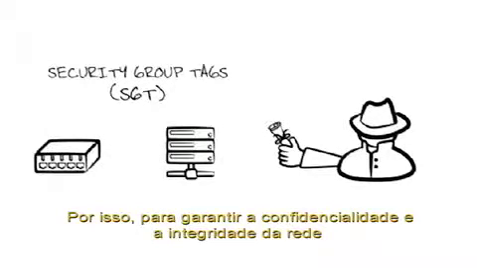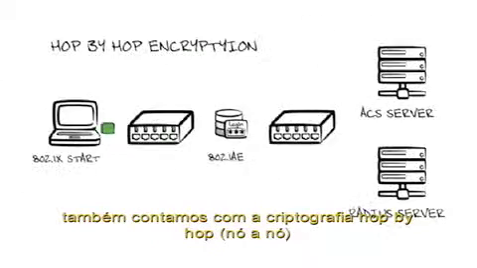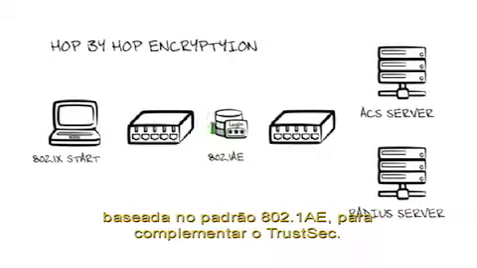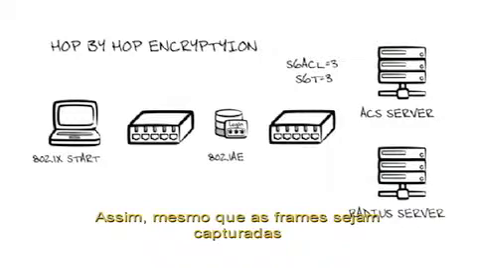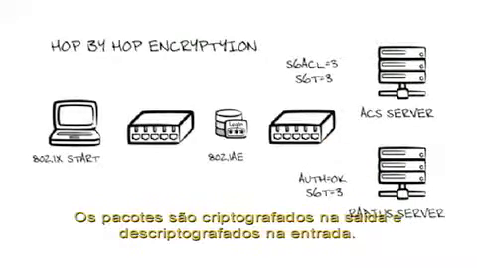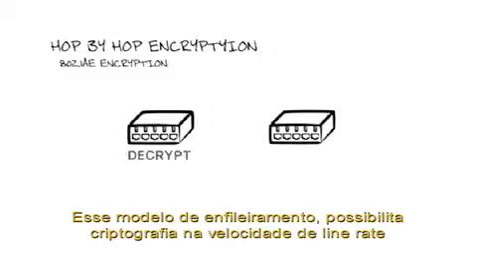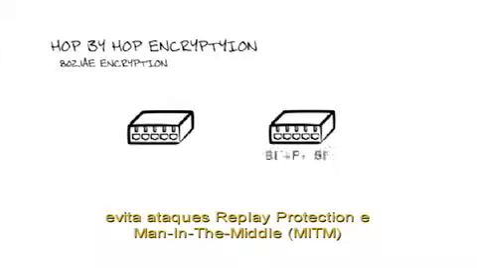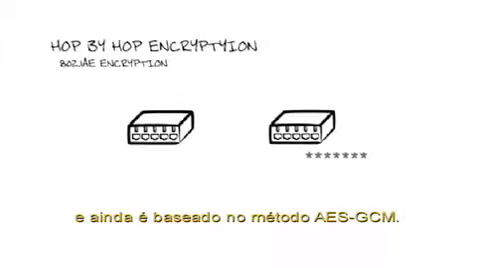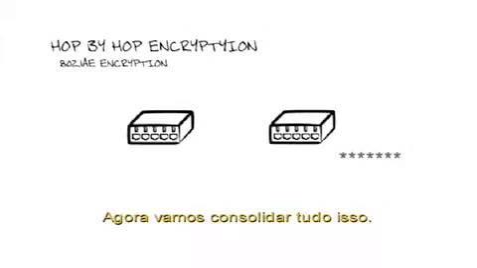So to ensure confidentiality and integrity, there's also hop-by-hop encryption that's based on 802.1AE to complete TrustSec. So even if the frames are captured, they don't give up any information. Packets are encrypted on egress and decrypted on ingress. This bump-in-the-line model runs encryption at line rate, prevents replay protection and man-in-the-middle attacks, and it's based on the AES GCM mode. So let's put it all together.